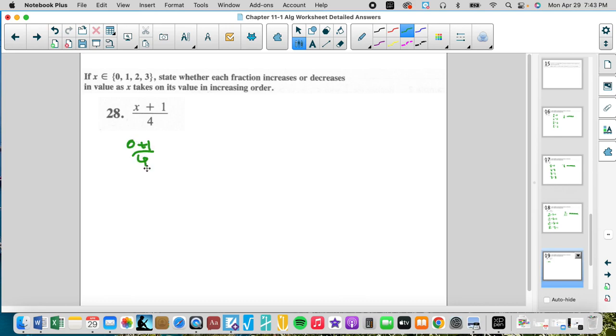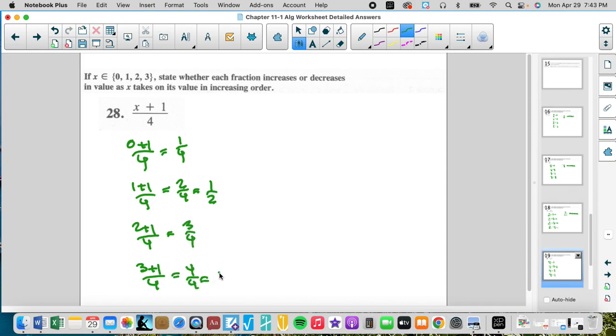0 plus 1 over 4, 1 plus 1 over 4, 2 plus 1 over 4, and 3 plus 1 over 4. That equals 1/4, 2/4, which equals 1/2, 3/4, and 4/4, which equals 1. So x plus 1 over 4 increases.